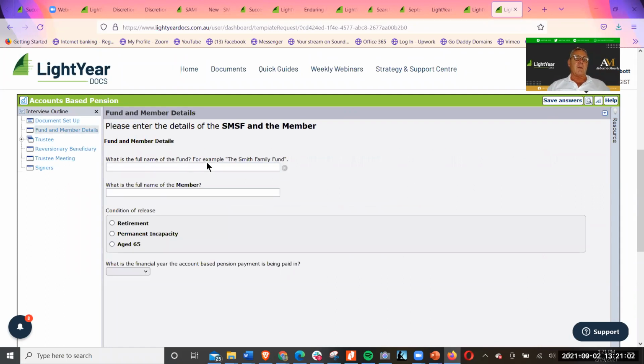Okay, so fund member details. This is pretty easy. Honestly, it's not that difficult to do. Smith Family Super Fund. So what's the full name of the member? John Smith.